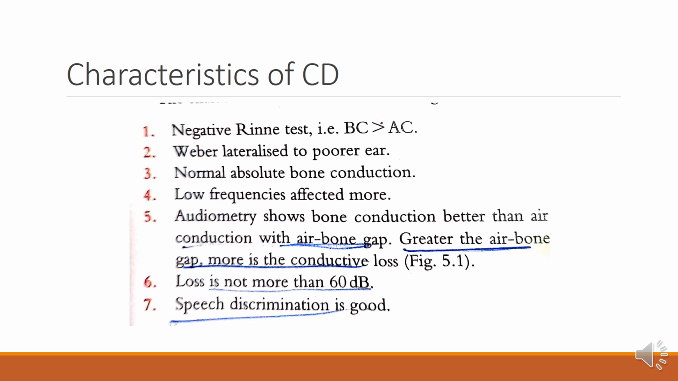Audiometry shows bone conduction better than air conduction with an air-bone gap. I'll describe this while we see an audiogram. The greater the air-bone gap, the more the conductive loss. Loss is not more than 60 decibels and speech discrimination is good. Speech discrimination is affected when there is a lesion of the inner ear. So in conductive deafness, there is nothing wrong with the speech, with understanding of speech.